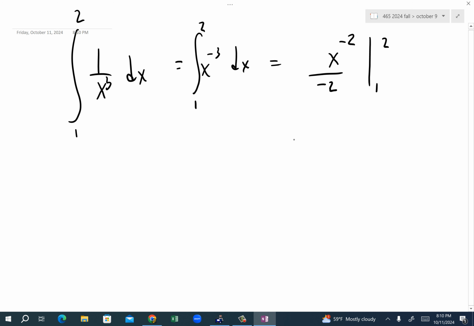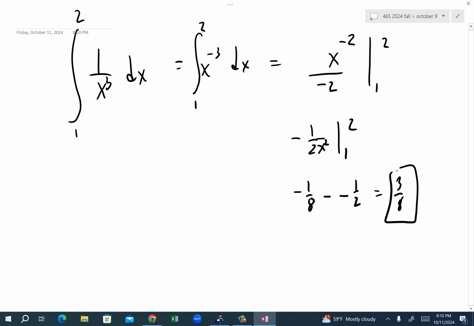So that really becomes negative 1 over 2x squared, yes? And so with the 2, that's going to be negative 1 eighth, minus negative a half. So that's 3 eighths, 0.375 if you're a fractophobe.